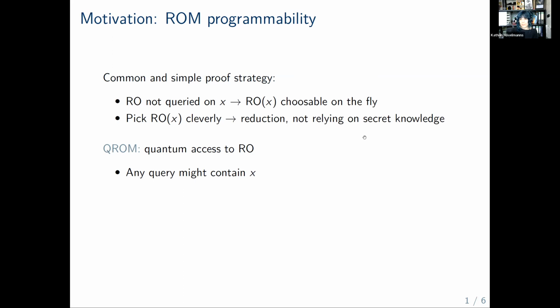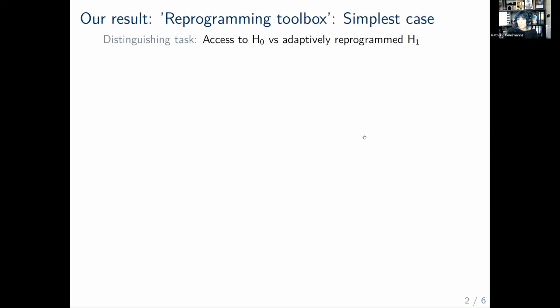But with this generalization, there come some challenges. For example, any query to the random oracle might contain a pre-image X with some amplitude, and this might not be trivially checkable because checking would mean measuring and hence altering the state and potentially derailing the attacker. So an important question is, can we adaptively reprogram in the quantum random oracle model? And our results are in a line of work on this question, and a comparison will be given after I have shown you what we found out.